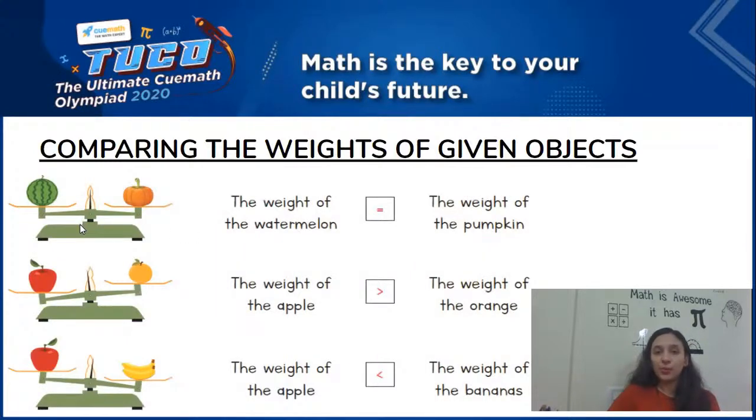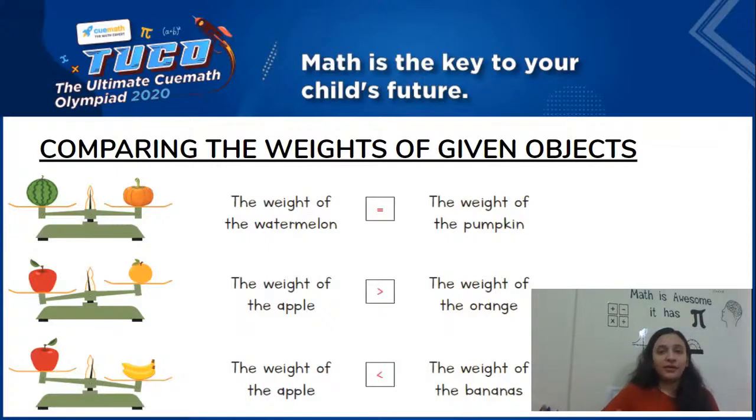So what you see is a balance here, and then there are 2 trays on either side, and they've got 2 objects. So now how does a balance work? When you have equal weights, objects which are equally heavy or equally light, the balance would be on the same level. It will not be up or down. If the objects placed on either side are such that one is heavier and the other is lighter, the heavier will weigh down, will go down, and the lighter will go up.